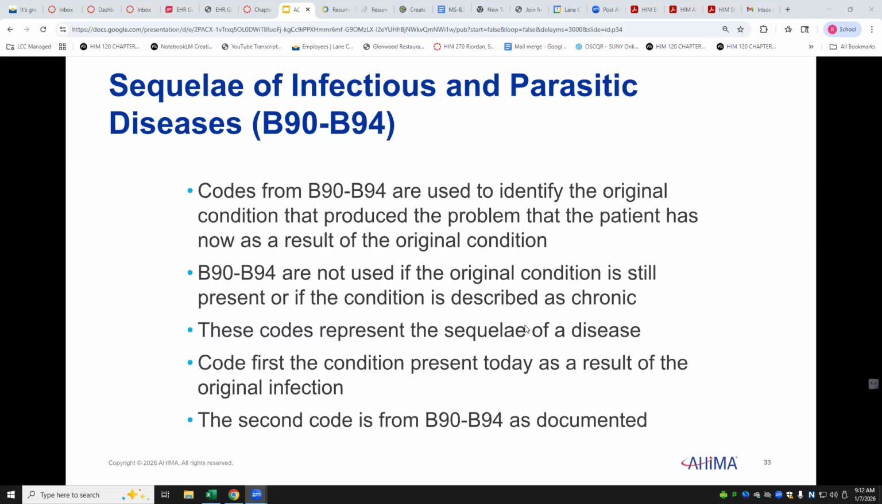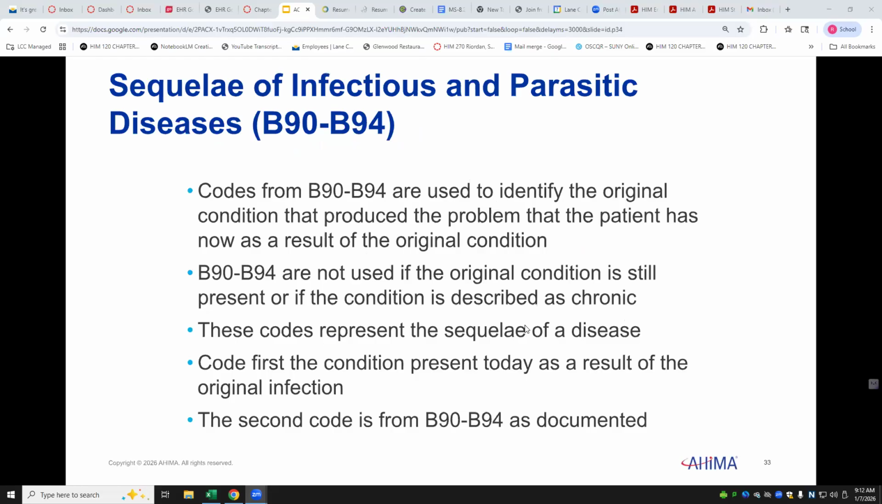And then we can have sequela, in other words, late effects from infectious or parasitic diseases. And these are codes from B90 through B94. They're used to talk about the original condition that produced the problem that the patient still has.